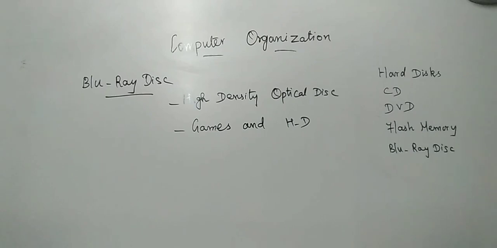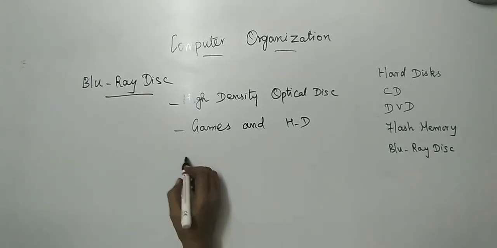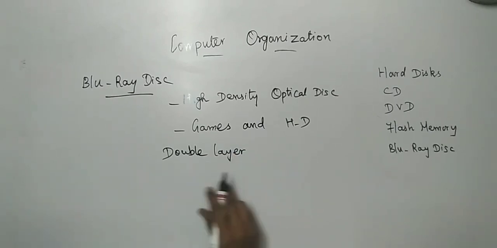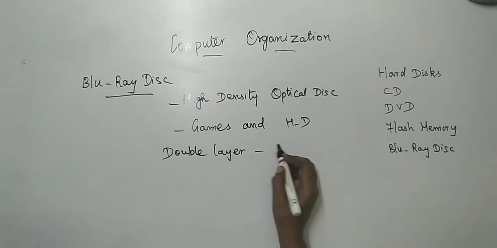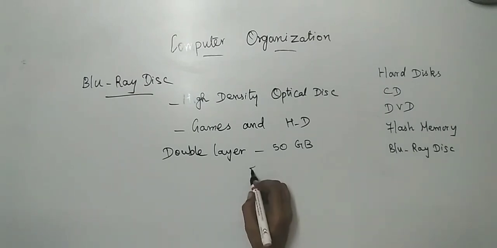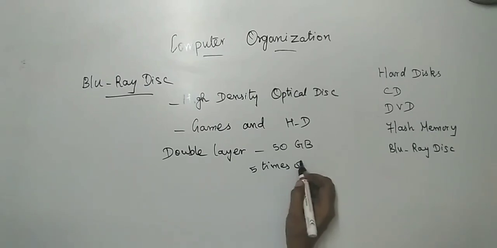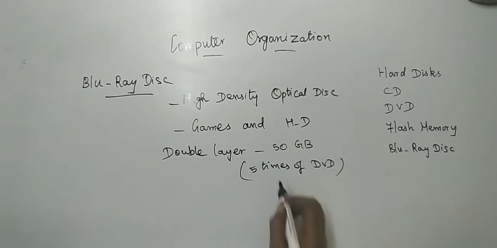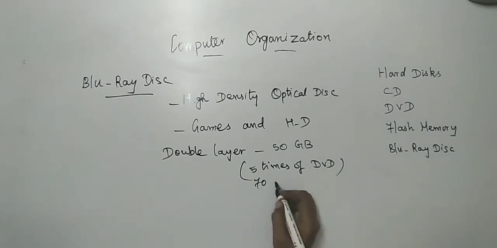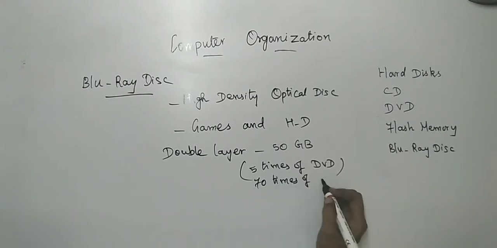The double layer Blu-ray disc can store up to 50 gigabytes. Already we have discussed single layer, double layer. So a double layer Blu-ray disc can store up to 50 gigabytes of data, so this capacity is 5 times of the DVD, and it is 70 times of a CD.